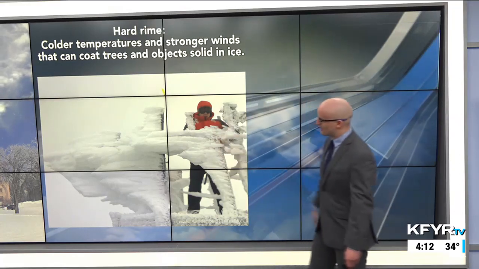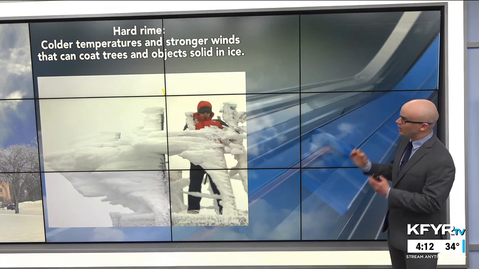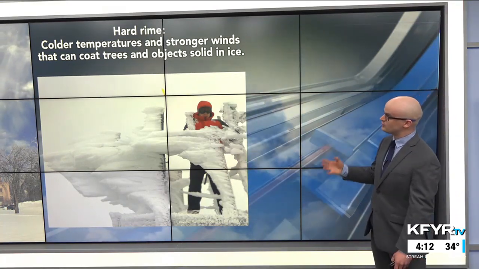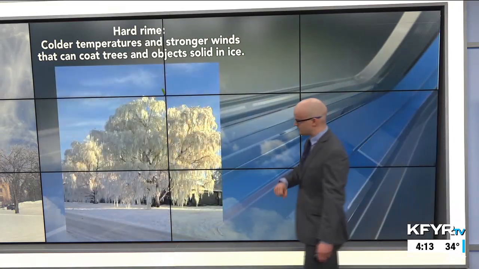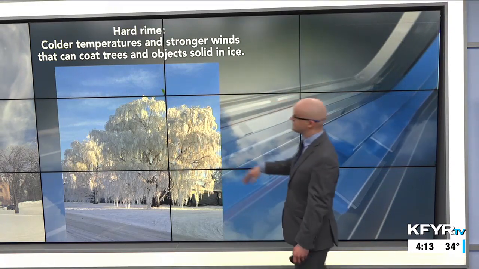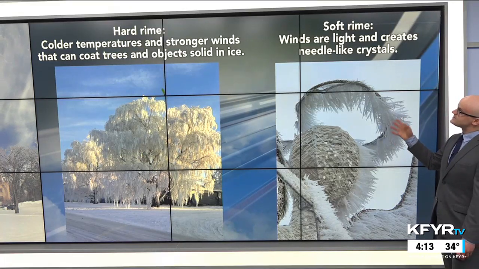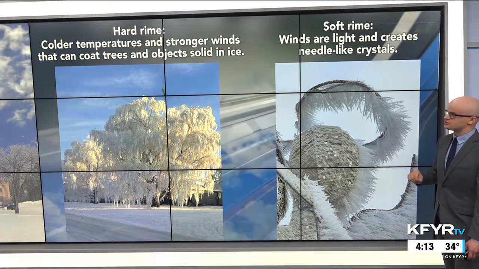On the top of Mount Washington, those observers need to clear off that rime ice constantly. With hard rime ice, colder temperatures and stronger winds can coat the trees and objects solid in ice. And this was a photo submitted to Sky Spy Photos of this tree just covered in all of that rime ice, very thick in nature, whereas with soft rime ice, you have light winds, and it creates a more needle-like structure that can be pretty picturesque as well.